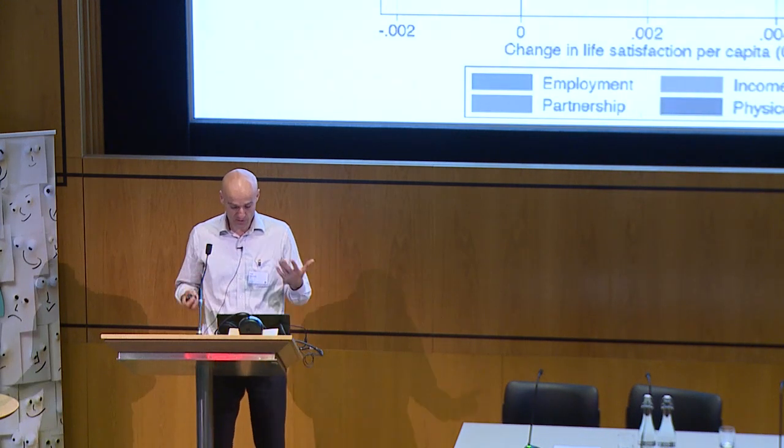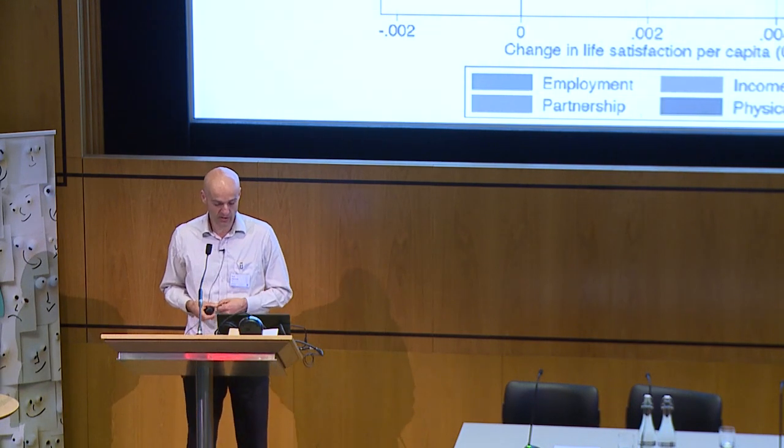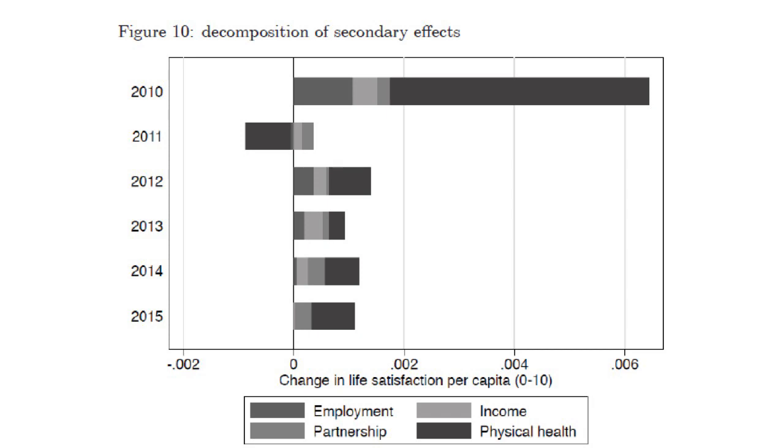Now we can then decompose these secondary effects, so we can talk about the changes in life satisfaction per person of the population and decompose it into, well, where do these effects come from?